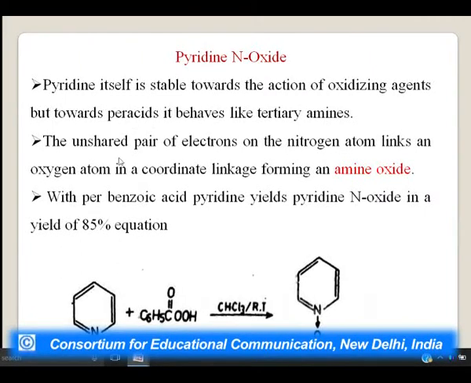So, the unshared pair of electrons on the nitrogen atom links an oxygen atom in a coordinate linkage. You can see this is a coordinate bond, forming an amine oxide. Here we can see a tertiary amine oxide. With perbenzoic acid, pyridine yields pyridine N oxide in a yield of 85%. Here is the reaction: when pyridine reacts with perbenzoic acid in the presence of chloroform at room temperature, it gives pyridine N oxide.